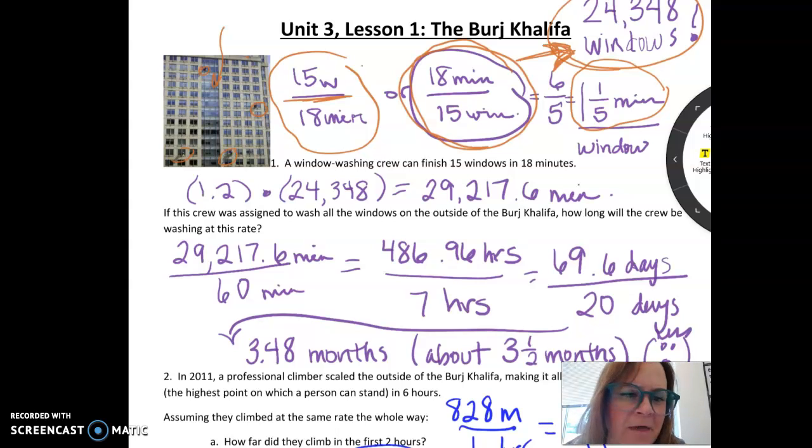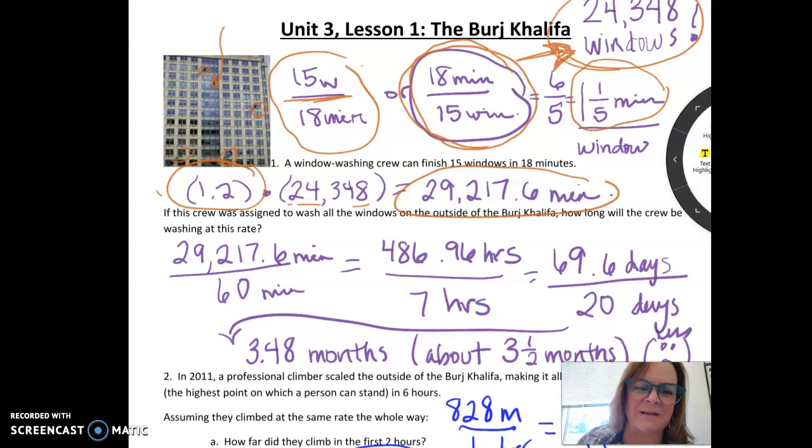If I did 1 1/5 as a decimal, I would get 1.2. So then I did 1.2 times the 24,348 windows to get 29,217 and 6/10 minutes. Now you guys, that makes no sense to any human. If you said, oh, it's going to take them 29,217 minutes, well, nobody's going to really make sense of that. That's a ridiculous unit. Minutes is a ridiculous unit to use with such a big number.